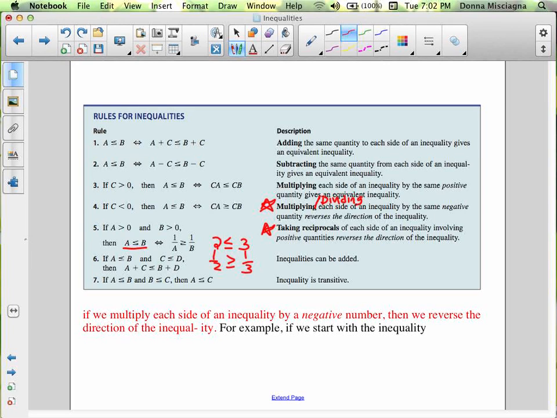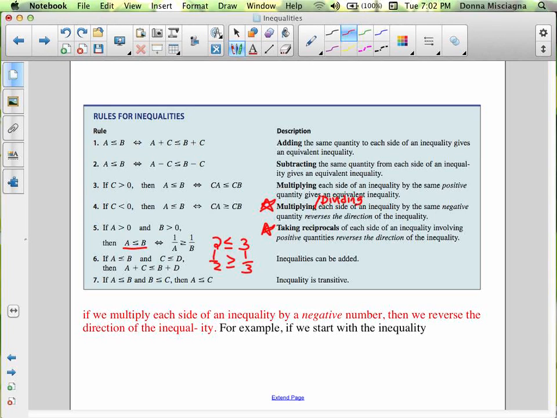Inequalities can be added, and inequality is transitive. So if A is less than or equal to B, and B is less than or equal to C, well, A has got to be less than or equal to C as well. It's less than B, so it must be less than or equal to C.